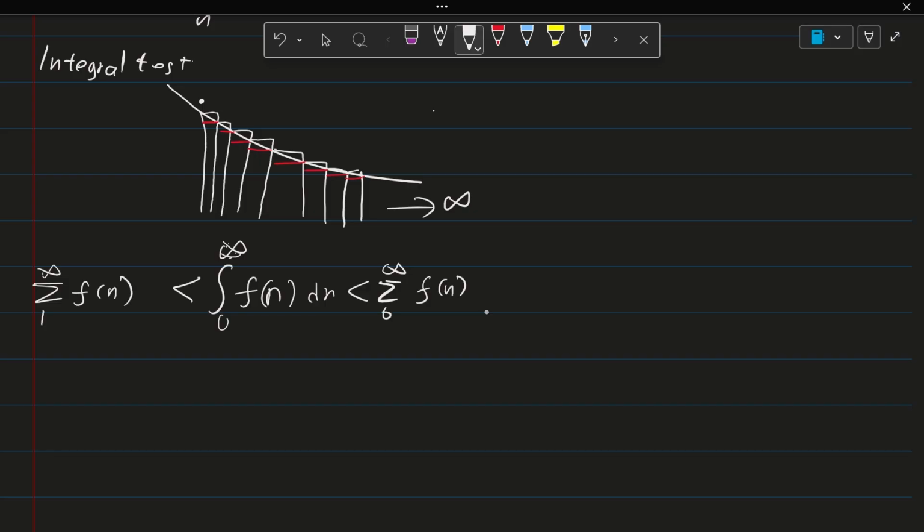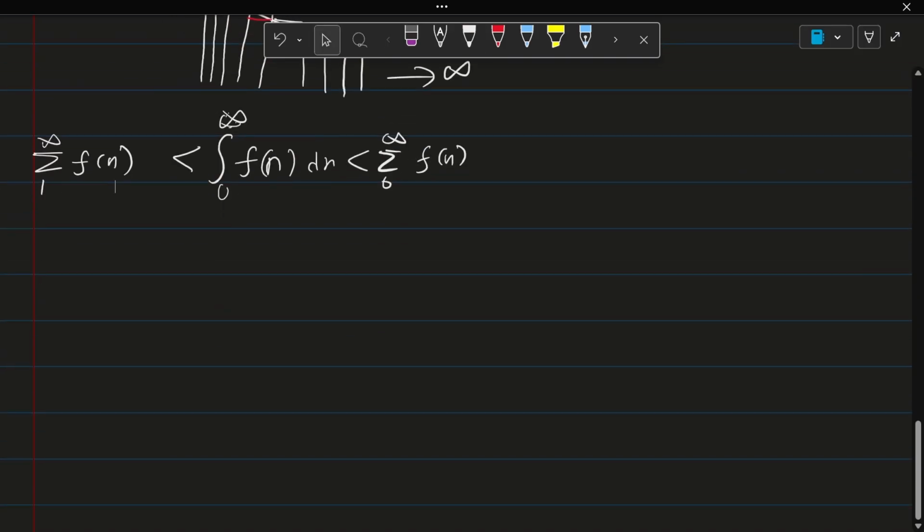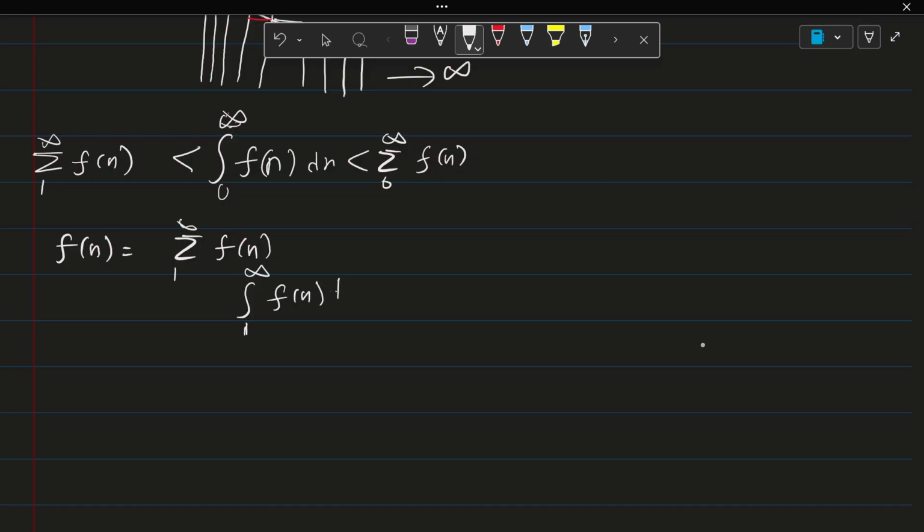So let's give you some use of this. Let's say I want to figure out the sum from 1 to infinity of function n. And the question is, does this diverge or not? So you could just use the definition that I have already given here. Maybe we could just start from 1 towards infinity. So the integral from 1 to infinity of function n dn. And this function n here technically should be 1 over n. So let's try to figure this out.